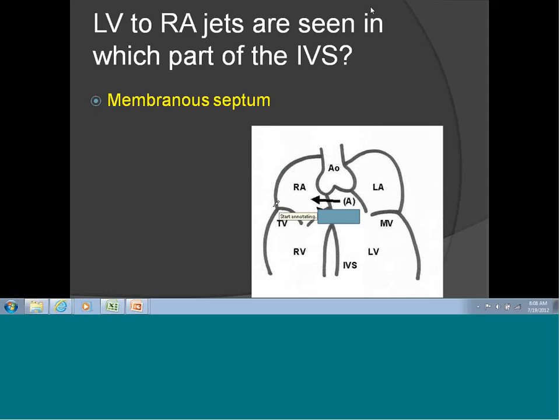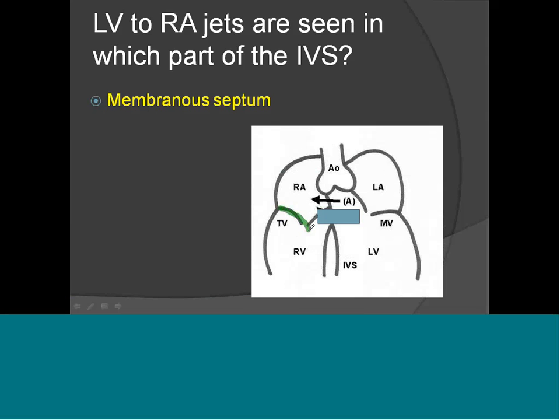Let me just show you this. So this is the tricuspid valve. This one I'm doing in blue. And this is the mitral. So the tricuspid valve is apically displaced compared to the mitral, right? So in between the left ventricle, which is here, and the right atrium, which is here, you see this septum line, this one. This is the membranous septum. Because of the apical displacement of the tricuspid valve, there's a little gap between the tricuspid and the mitral here, where the LV abuts the RA. And this is where you see your LV to RA jet, right here.